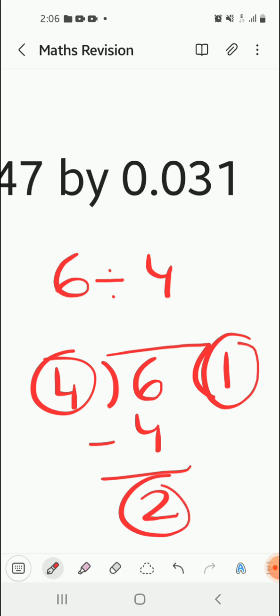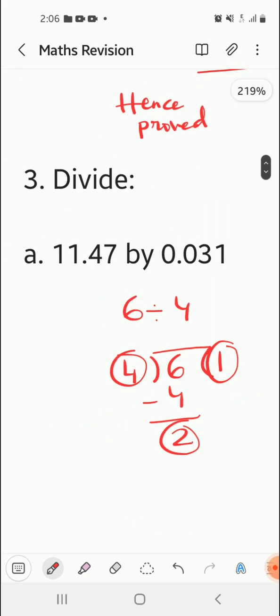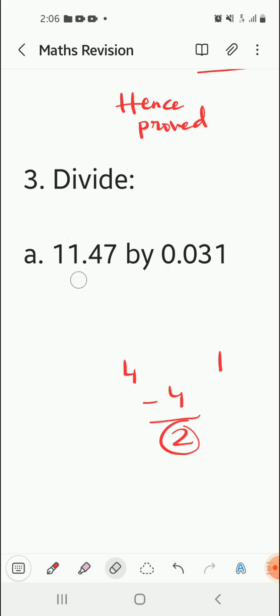So now we are well versed with everything, all the parts of a division. Now always remember, there can be a decimal place or a decimal point in the dividend, that is this, but there shouldn't be any decimal place in the divisor. So this is the first rule that you have to see.